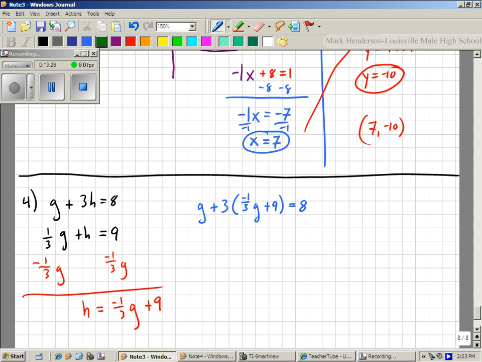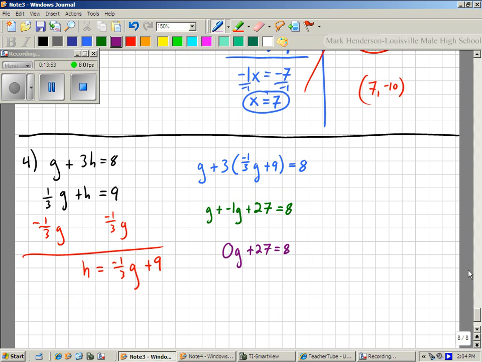So what's 3 times 1/3? So then I have negative 1g plus 9, plus 27 equals 8. So this gives me 0g plus 27 equals 8. Right? So then that means we have 27 equals 8 because the g's fall off.